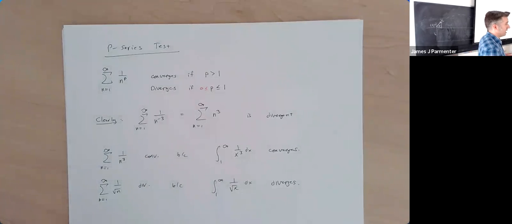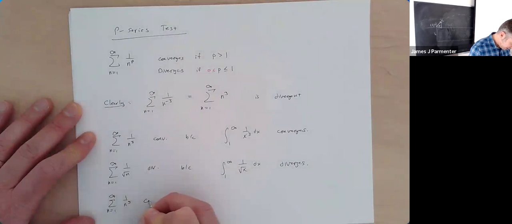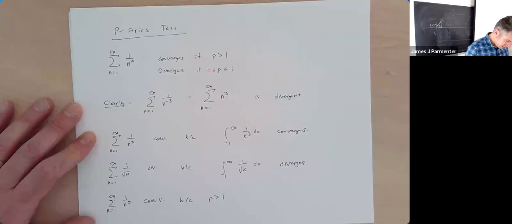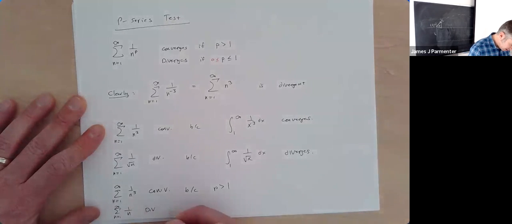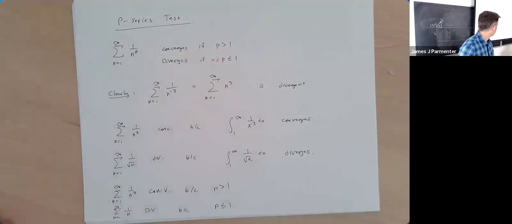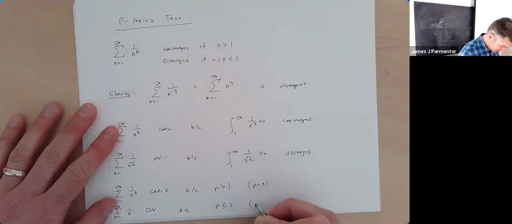As long as that power is less than or equal to 1, we know we're going to get divergence. So the sum from n equals 1 to infinity of 1 over n to the 5th definitely converges because our p is larger than 1. The sum from n equals 1 to infinity of 1 over n definitely diverges because p is less than or equal to 1. I should point out here p is equal to 5, here p is equal to 1.